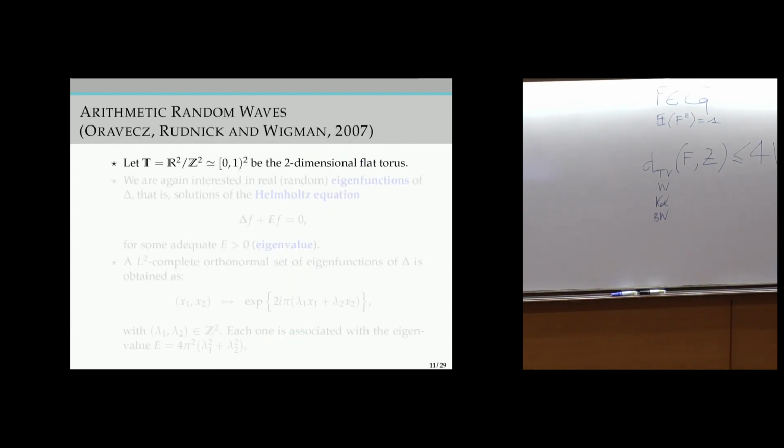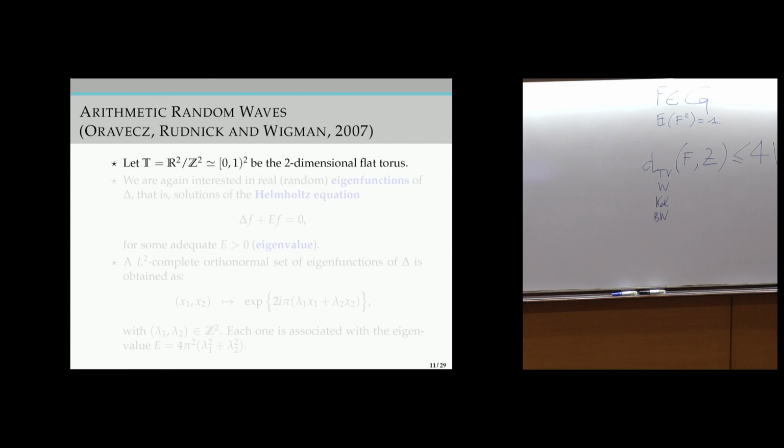Now, there is another interesting model where there is the same kind of cancellation phenomenon. It is a model of random eigenfunctions of the Laplace operator on the torus. Let me describe this. You start with the two-dimensional torus, which you can visualize as the square [0,1]^2 with opposite sides glued together, right?